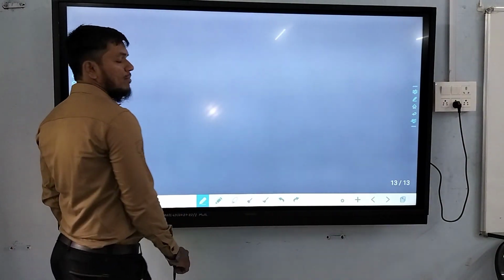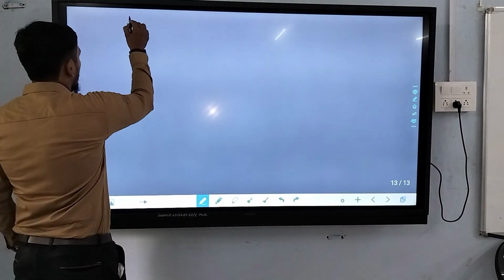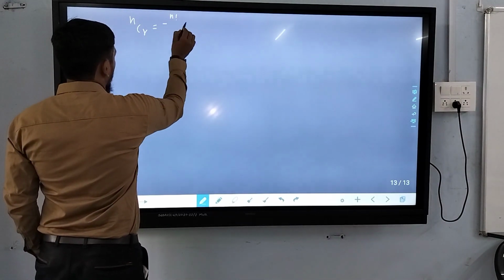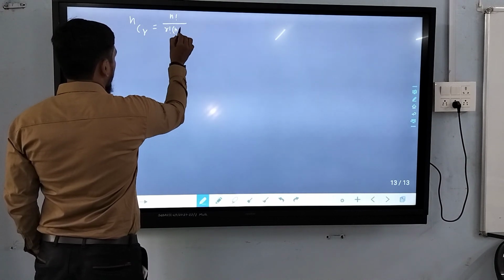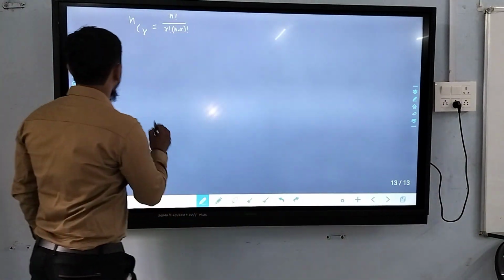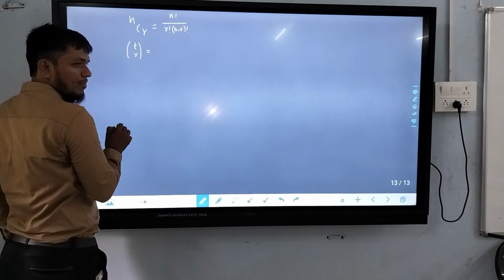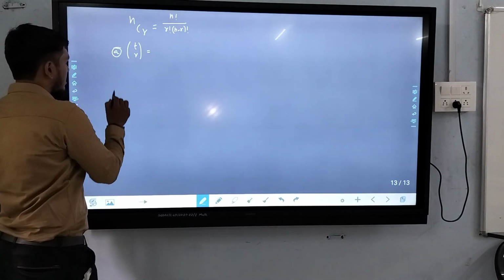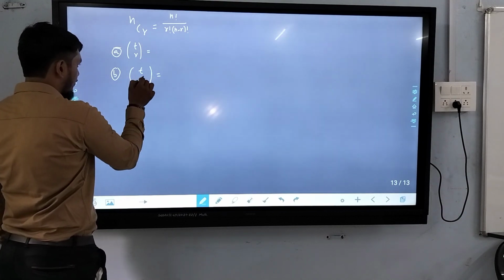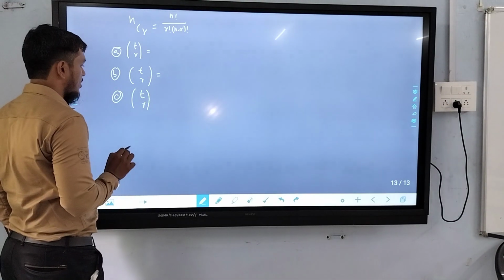Now we will see some important properties of NCR. What is the value of NCR? N factorial upon r factorial and n minus r factorial. So here we see some important properties. First is TCR, and second is again the value of TCR, and third one is known as the addition formula. This is very important.